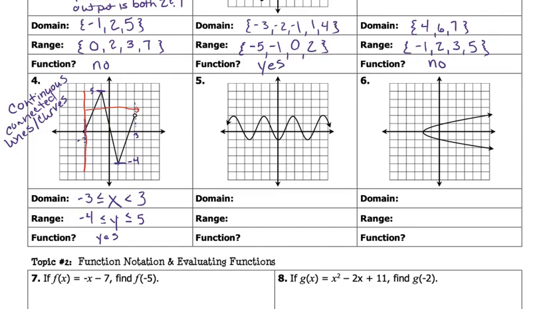Domain, range, domain, well, domain is going left and right. And I notice I have an arrow that tells me that this is going to keep going to the left. And I have an arrow that tells me it's going to keep going to the right. So it's never going to start or stop for X. So this is where we would put all real numbers.